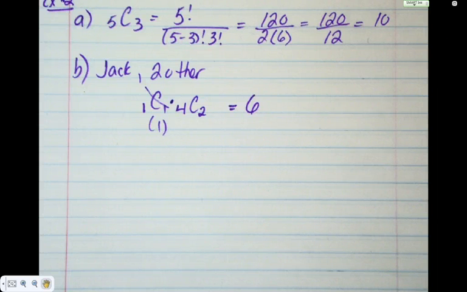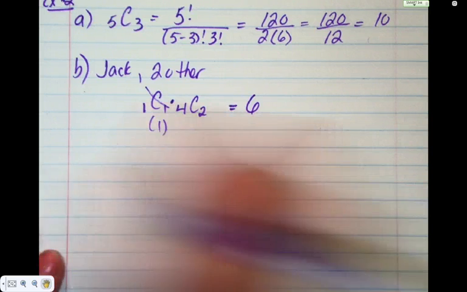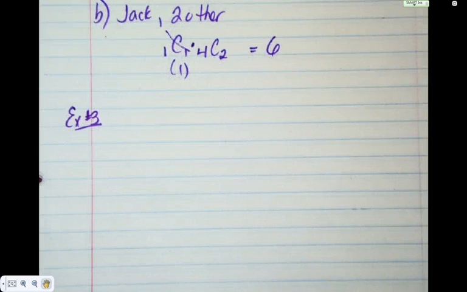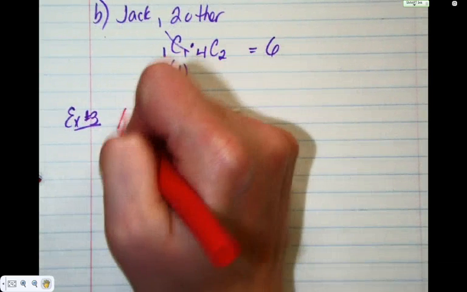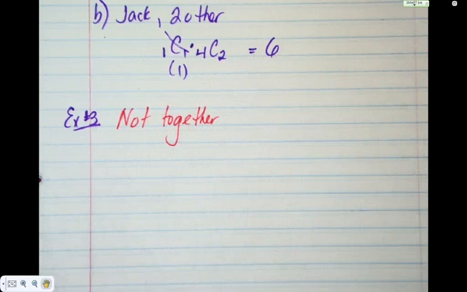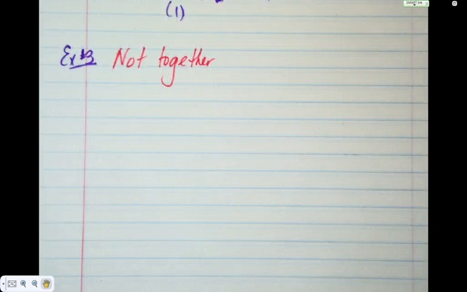Questions so far? Read number 3. Keywords. Apparently there are no keywords. Committees of 5. 8 possible choices. Jack and Jill refuse to work together.